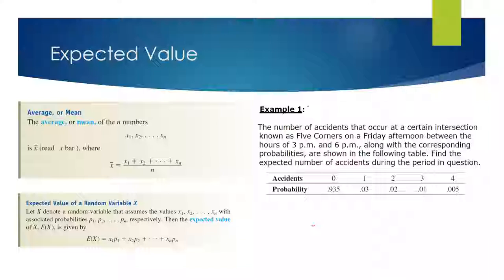So you're asked to find the expected value, which means, on average, how many accidents would you expect to occur between 3 p.m. and 6 p.m. in this area?